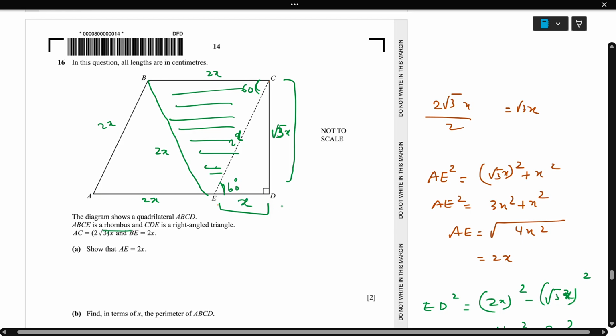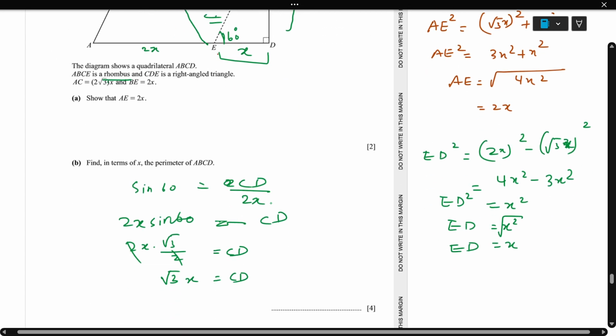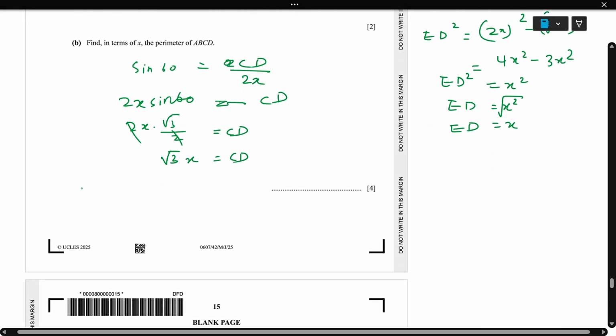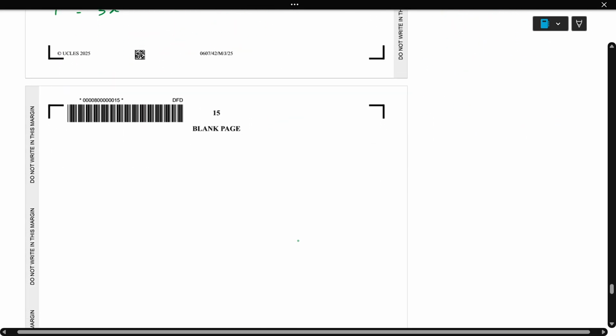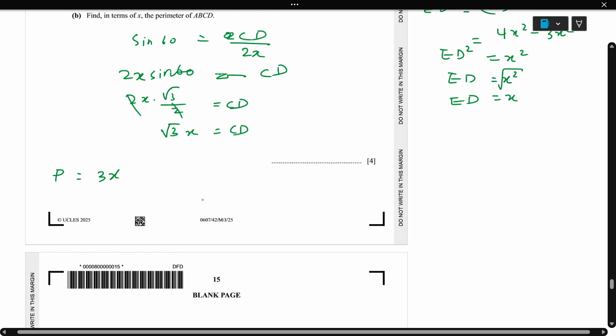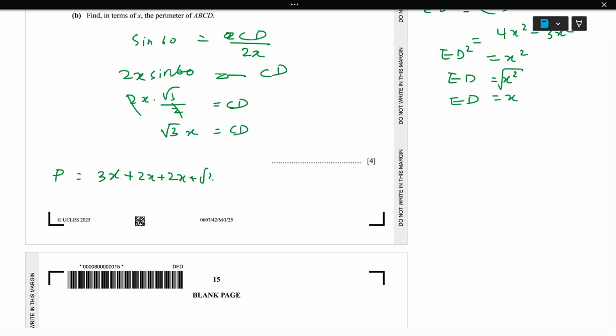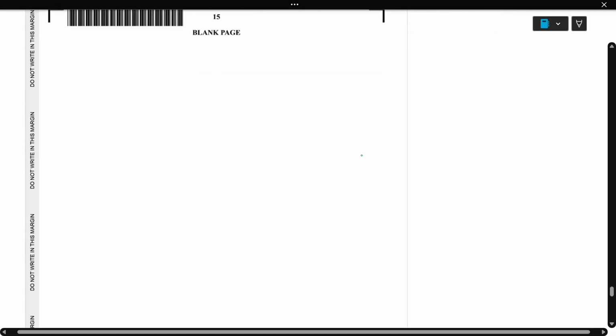So the down length is going to be total 3x. So we are writing the perimeter. Perimeter equal to 3x, the down part, plus 2x plus root 3x. So 3x plus 2x plus root 3x, which is going to be 3 plus 2 is 5, 5 plus 2 is 7x plus root 3x. So that's the final answer, 7x plus root 3x. So this is the end of the sheet.